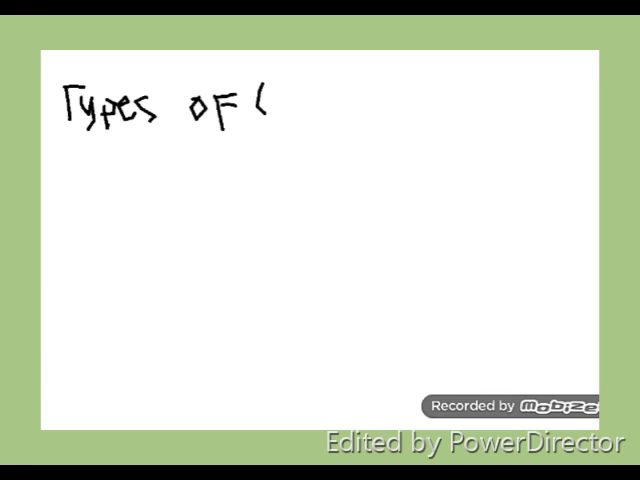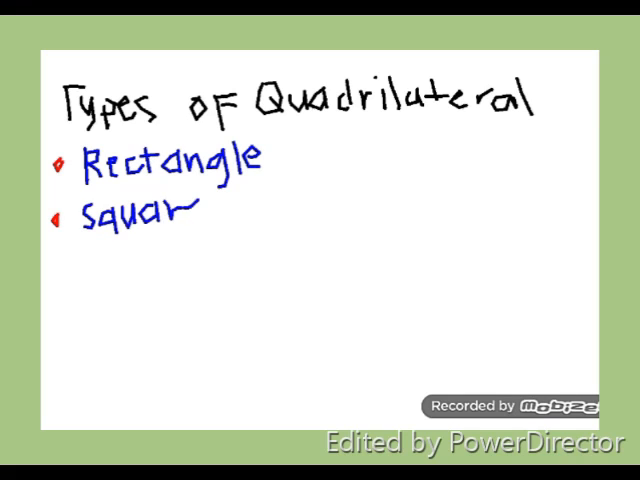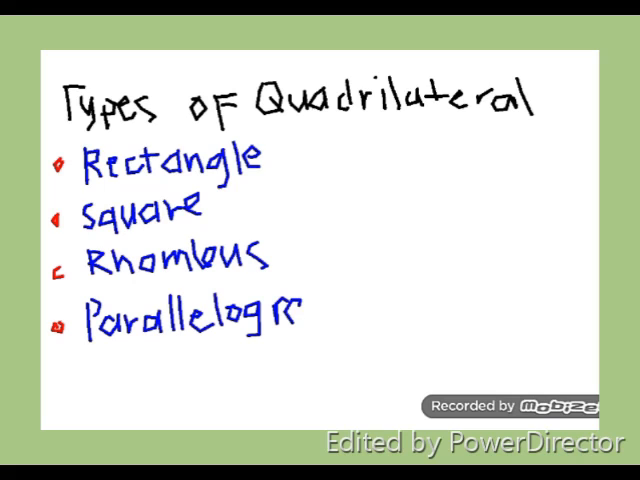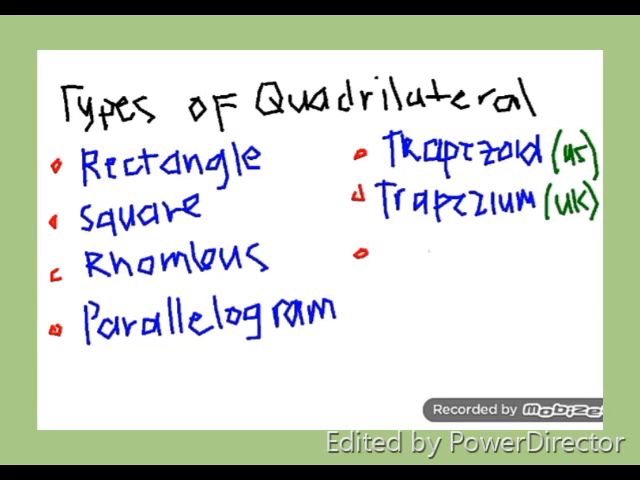Types of quadrilateral. Rectangle, square, rhombus, parallelogram, trapezoid in US, trapezium in UK, kite.